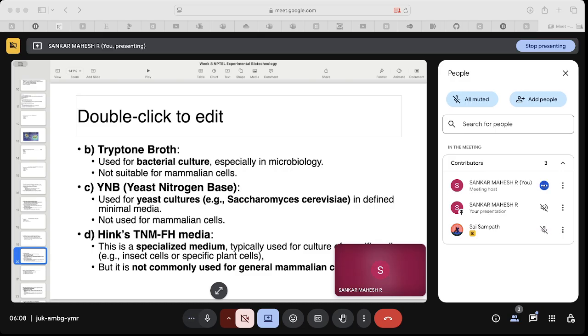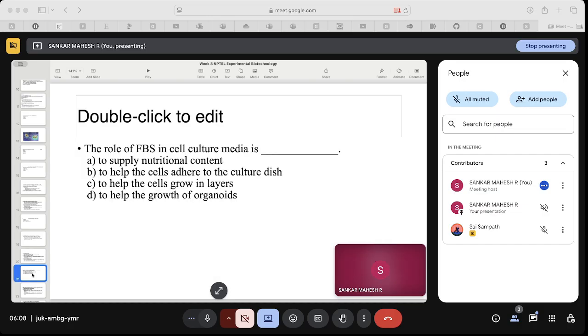Tryptone broth is what we use for bacterial culture, and that alone cannot support the growth of mammalian cells, which is why we can't use that. And this Hinks TNMFH media is for insect cells, not for mammalian cell culture. Fine. Okay, we come back to the related question.